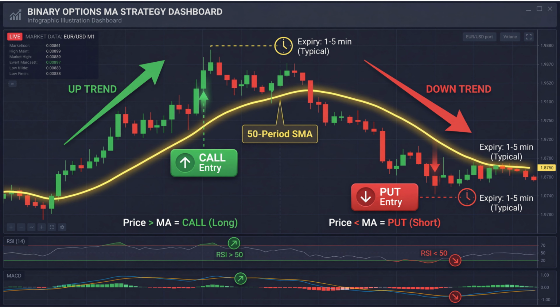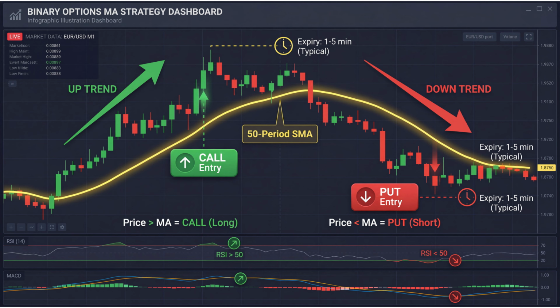This aligns the trade with bullish momentum and trend direction. When price moves below the moving average, the market shifts into a downtrend and the strategy switches to put trades only. A put entry is taken when price retraces and then continues downward under the moving average, again using a short expiry of 1 to 5 minutes.